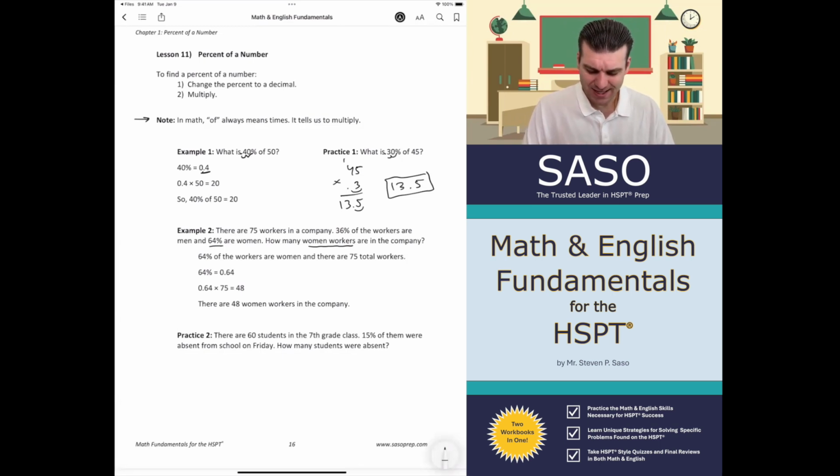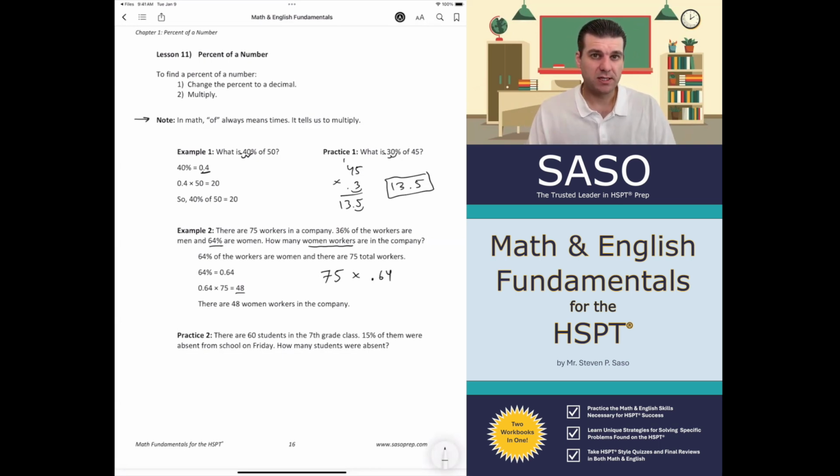Well, we take the 75 workers and we multiply that by 64%, which is 0.64, right? So another way to think about this is 64% of 75 is going to be the number of women workers. So 75 times 0.64 is going to be 48. I think I won't show that here. We'll just do the practice 2 right now.